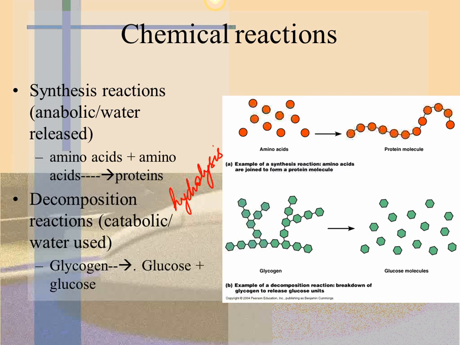A good example is what I told you: when many glucose molecules join together, they form glycogen. Glucose is a simple sugar, glycogen is a complex sugar. So joining glucose together to form glycogen is an example of an anabolic reaction. Look at the opposite. When glycogen is broken down, it will give rise to many glucose molecules. This is decomposition, you're breaking down. So it is known as catabolic, and water is often used to bring about this reaction.